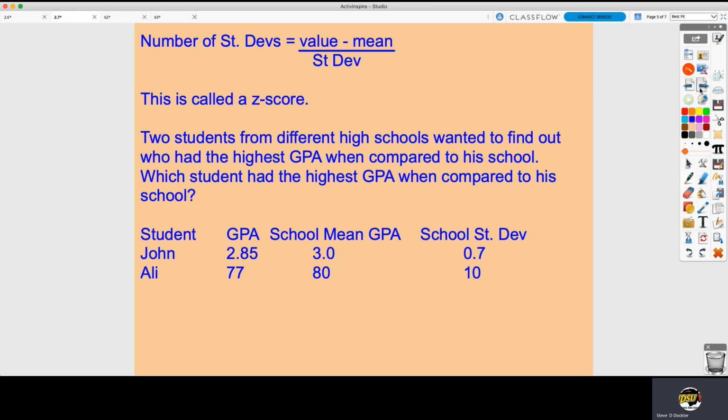All right, so next thing we have to talk about is what's called a z-score. The z-score is simply the number of standard deviations above or below the mean. A z-score is a nice way to figure out, when you have two different sets of data like we have down below, which one is better. Below this line is all an example. I don't even want to know what school this is where you can get a GPA of 77, but that was the example I was given. So we'll run with it.